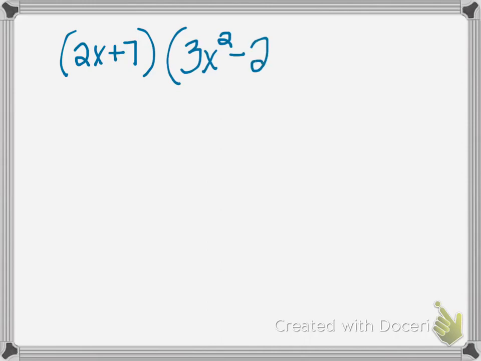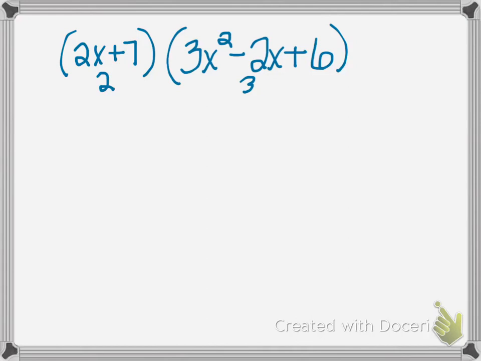So let's say you had a polynomial like 2x plus 7, and I wanted to multiply it by 3x squared minus 2x plus 6. So I have a binomial times a trinomial, and that means I have 2 terms and 3 terms. So I know that I'm going to have to do a total of 6 multiplications, and then I'm going to have to look for the like terms and add them together. And sometimes that gets a little bit overwhelming.